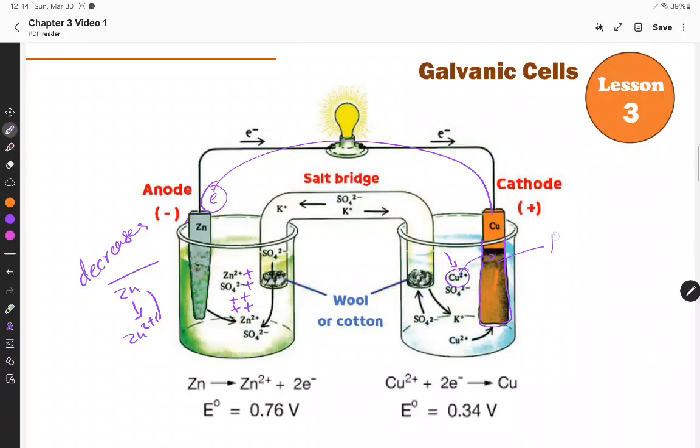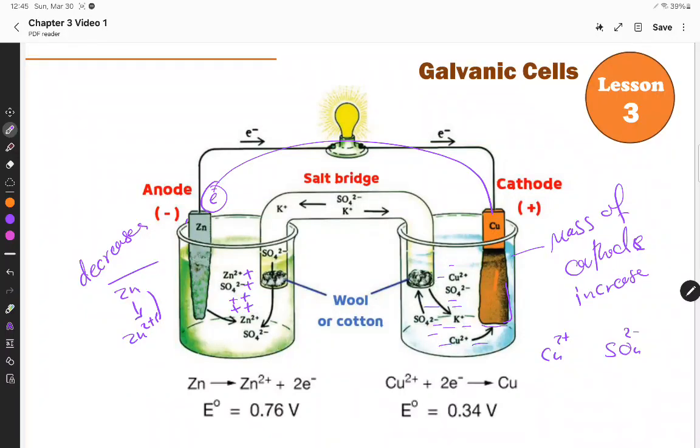So the mass of the cathode increases. The mass of the cathode increases because the copper ions become copper and accumulate in this electrode. So in this case, the copper 2 positive is going to become zero, and what is going to be left is the sulfate negative. Therefore, the negative ions in the cathode half cell will increase.